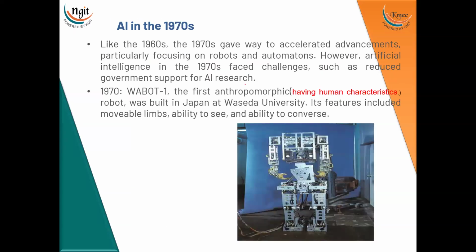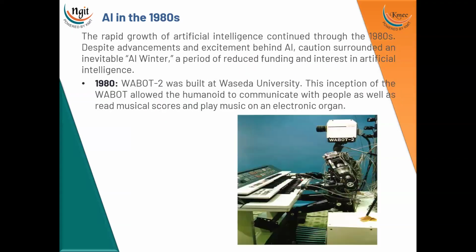And coming to AI in the 1970s, that is the 60s and 70s, they developed one more robot in Japan, WABOT-1. It is the first anthropomorphic robot, like having human characteristics. Anthropomorphic is nothing but having human characteristics. Its features include mobile limbs, ability to see, and ability to converse. So when you look at this diagram, you can see it looks like a human being.